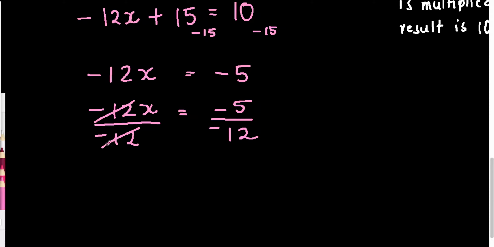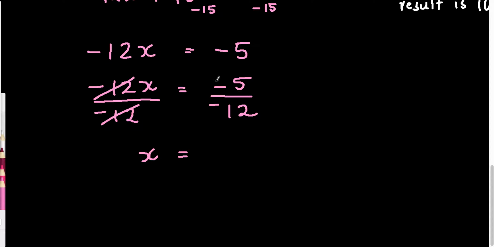It's cancelled out from here, leaving me with x. And if we have a look at this side, we've got negative divided by a negative, so they actually cancel out as well. My final answer here is just going to be 5/12, since it's less than 1, so I can't change it to a mixed number. Also, I can't simplify this. 5 doesn't go into 12, and 5 and 12 don't share any common factors since 5 is prime.